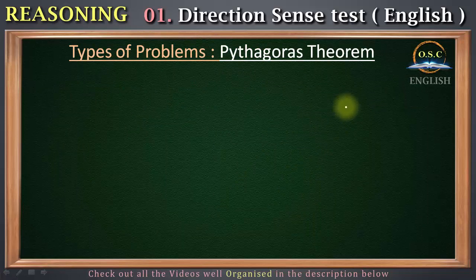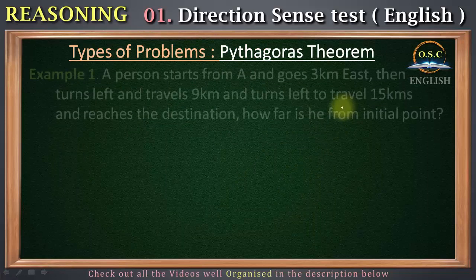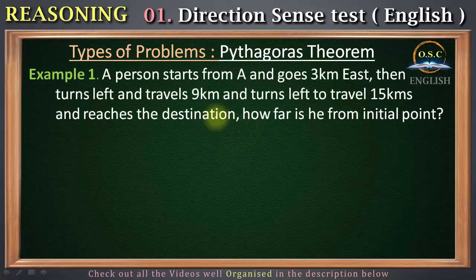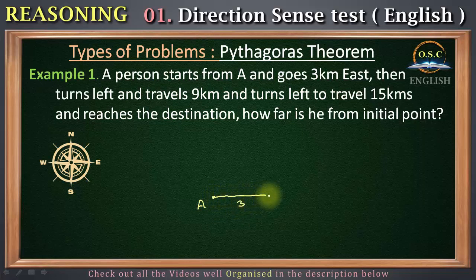And let's look at the kind of problems about Pythagoras theorem. First thing, a person starts from A and goes 3 kilometers east. Before that, we'll have to look at the map. This is a point A, and a person starts and goes 3 kilometers towards east. What he does is he travels 3 kilometers to east and reaches B. Consider it, okay? If it's not given in the statement, just assume it, so that will be easy for you.